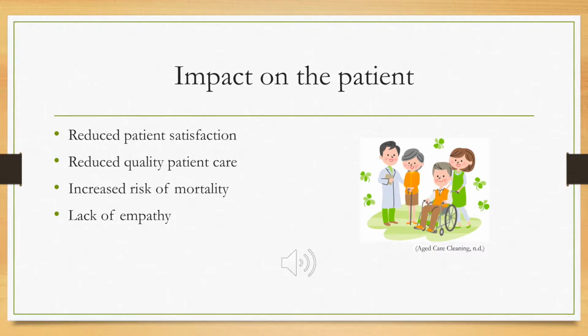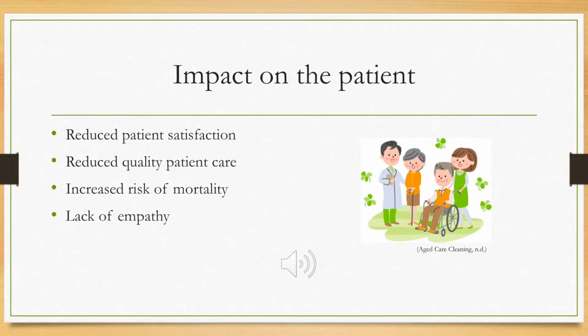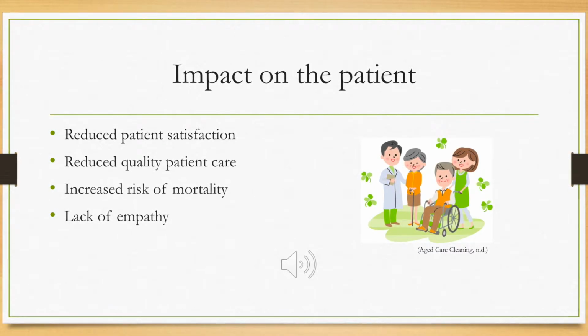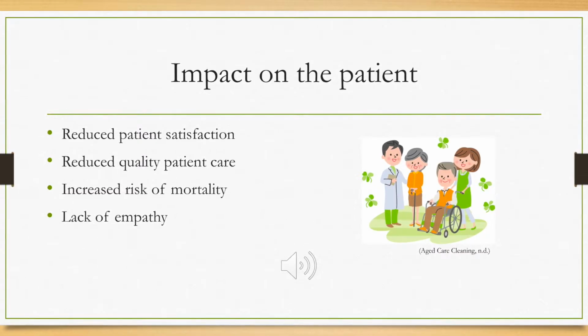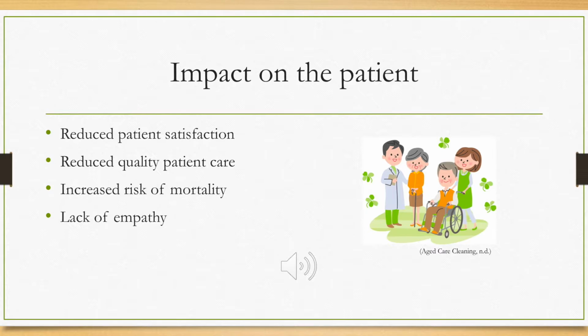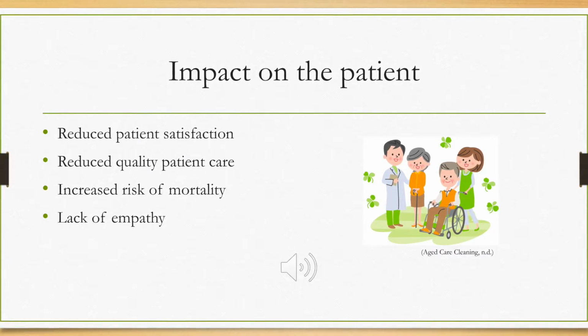There's an increased risk of mortality. A risk assessment has found that the number of patients or residents a nurse has was significantly associated with a patient's mortality. It was found that for every additional patient a nurse has, there is a 5% increase in the odds of that person dying within 30 days.